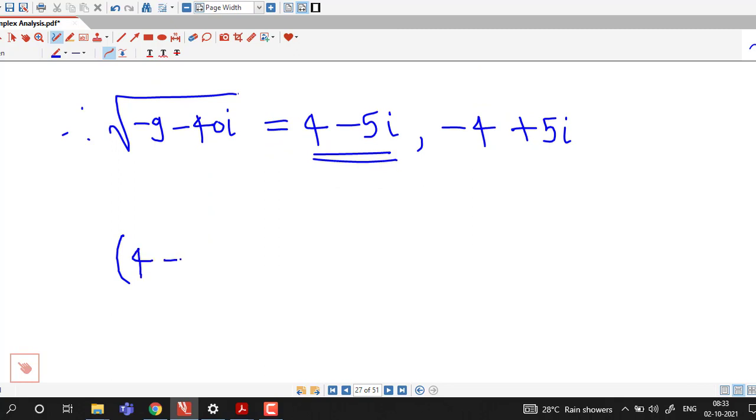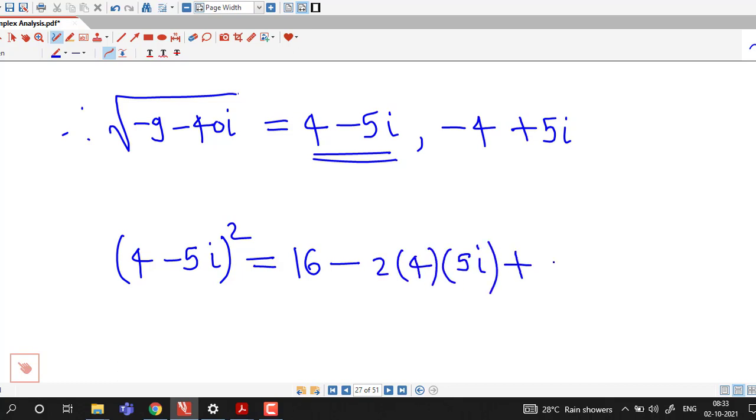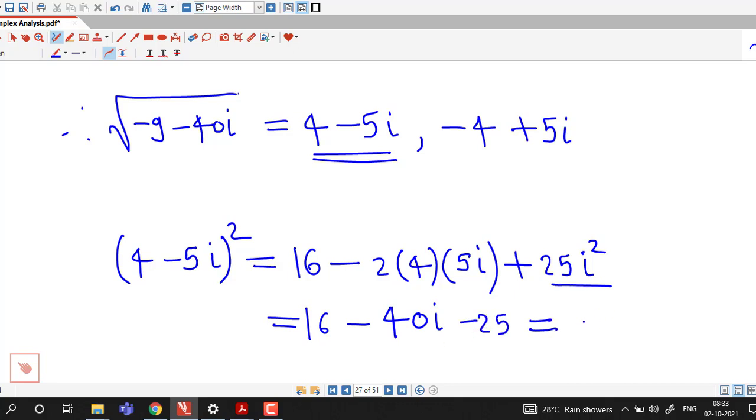Suppose we want to verify whether we are correct or not, we can take the square of this. Using the formula for the square of a minus b, we have 16 minus 2 into 4 into 5i plus the square of 5i, which is 25i squared. So this is 16 minus 2 into 4, 8 into 5, 40i. i squared is minus 1, so we have minus 25. So 16 minus 25 is minus 9. Okay, so this shows that our answer is correct.